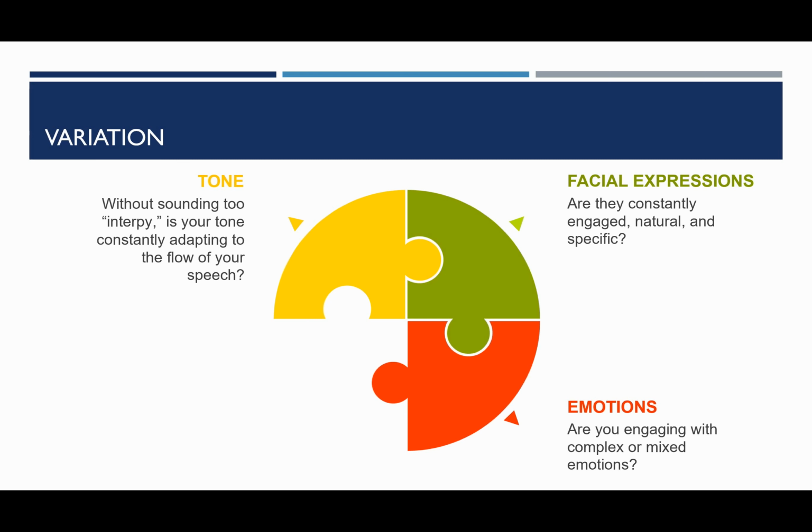Emotions. Are you engaging with complex or mixed emotions? Obviously, the emotion needs to reflect the content of your speech, but let's see if we can get more complex or interesting. Instead of just fluctuating between happy, sad, and angry, maybe be more specific and be confused at one place, or excited, or overwhelmed, or frustrated. These are all different specific emotions that you want to incorporate.